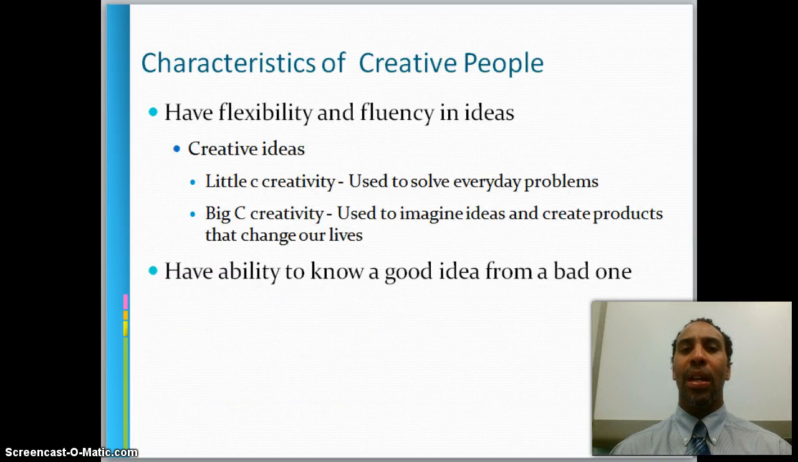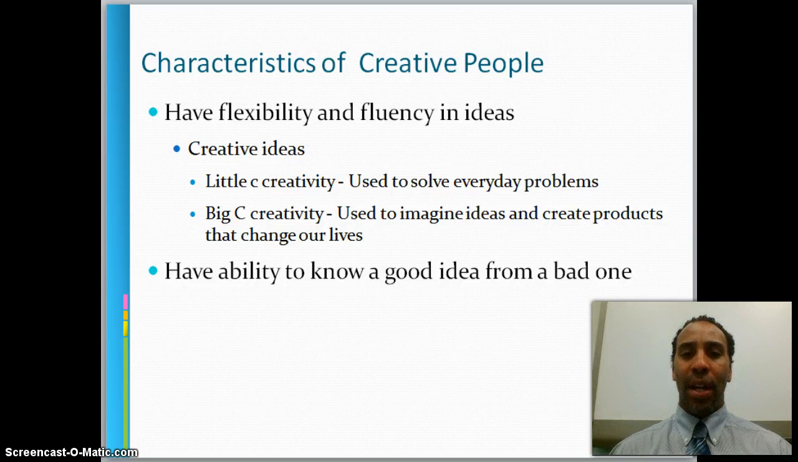So characteristics of creative people. They have flexibility and fluency in ideas, right? So you're flexible, you're not typecast into one thing, you're open-minded and you're open to new ideas, and can become very creative. Little c creativity is used to solve everyday problems, right? So you look at a problem and sometimes people don't think outside the box, and you can come in and say, you know what, let's try this a different way.